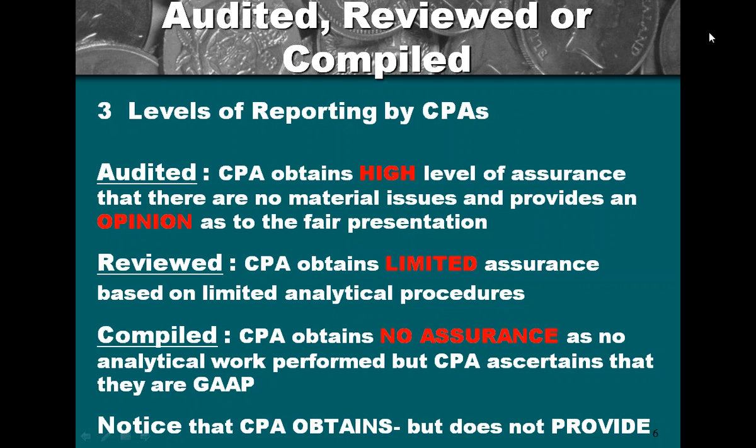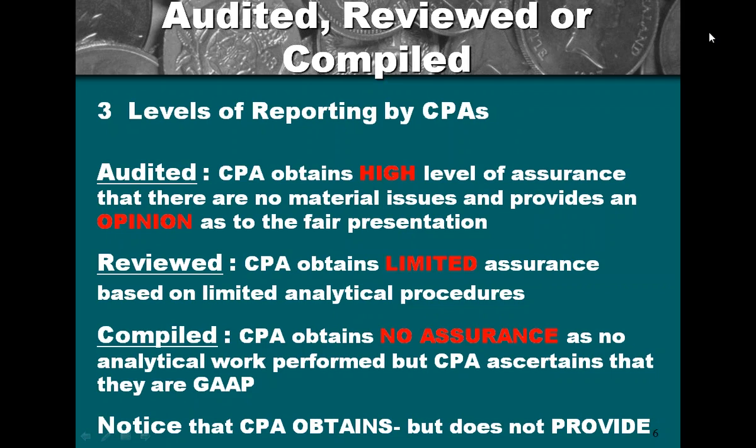Okay. So, audited, reviewed, or compiled. These are the three levels of reporting by certified public accountants. This is based on U.S. practice, and I'm pretty sure it's similar in other places. So, when you get a financial statement from a CPA firm, it's going to be audited, reviewed, or compiled. Normally there aren't any other options. So the highest level of work that the accountant does is an audit. So in an audited financial statement, the CPA obtains a high level of assurance that there are no material issues and provides an opinion as to the fair presentation.